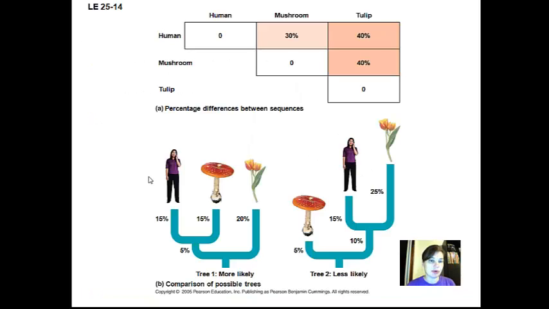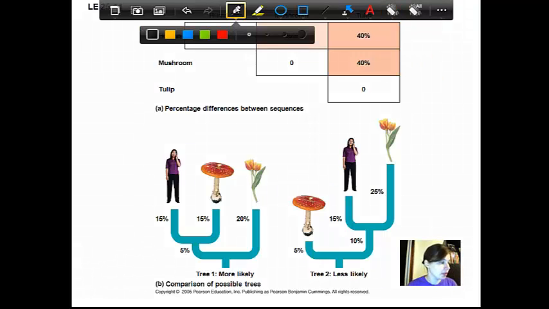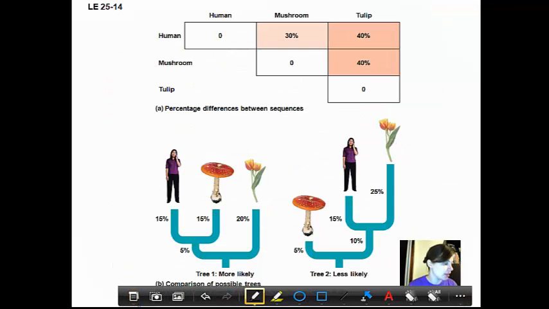Okay, so for example, we have 3 different species up at the top: human, mushroom, tulip. You see where I am here? It shows the amount of differences between our DNA sequences.